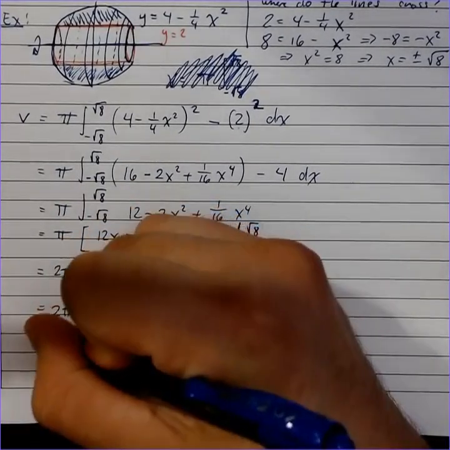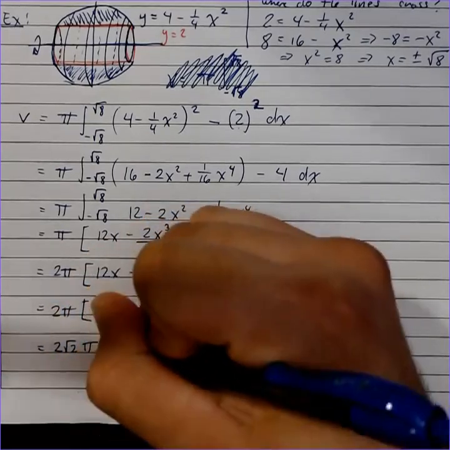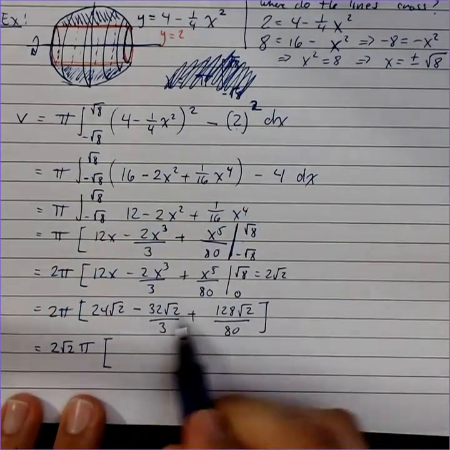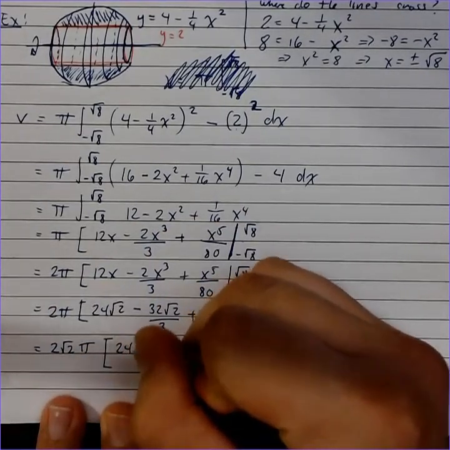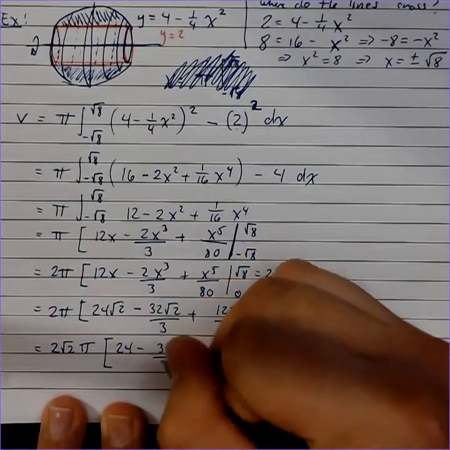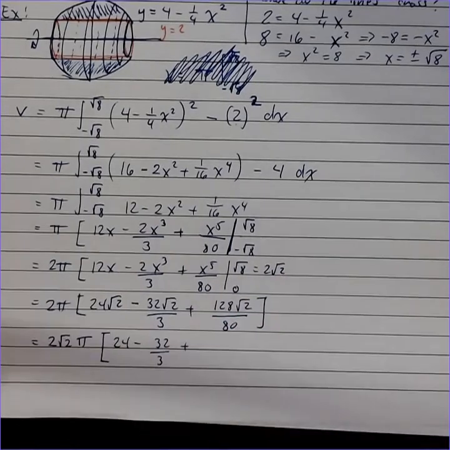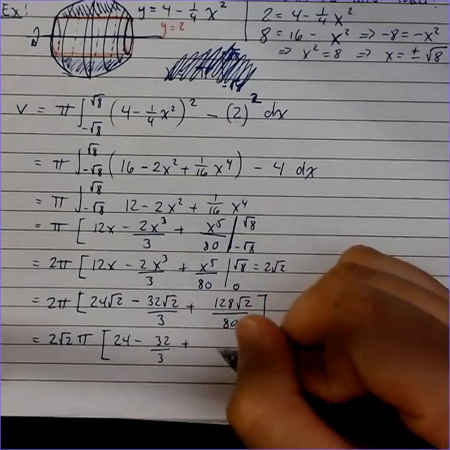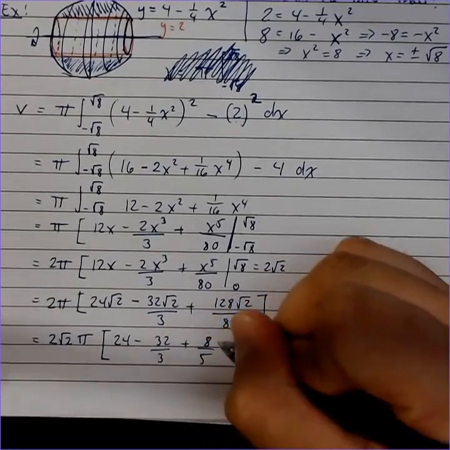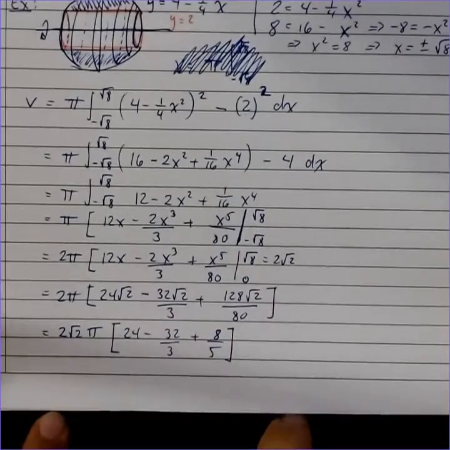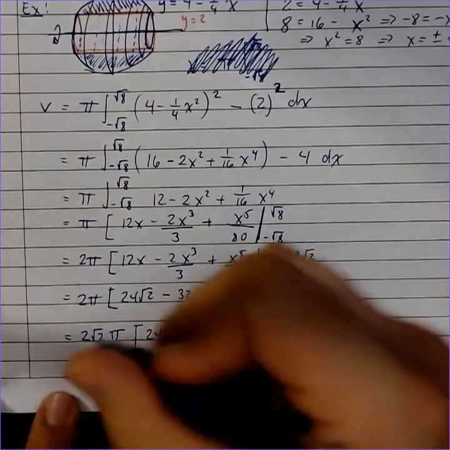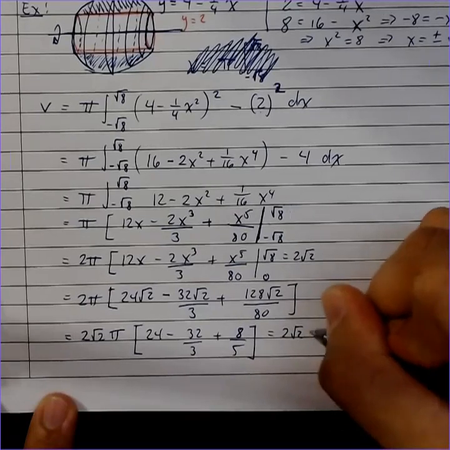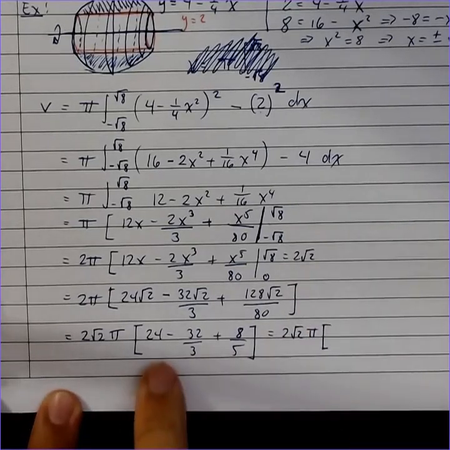So we can write this as 2 root 2 pi times, I factor out the root 2 here, so that's going to give me 24 minus 32 thirds plus, we can take 128 over 80. The top and bottom both divide by 16. So here, the root 2 has already been factored out, and that reduces to 8 over 5. And now we can put all that together. That's going to give us 2 root 2 pi times, let's see here.